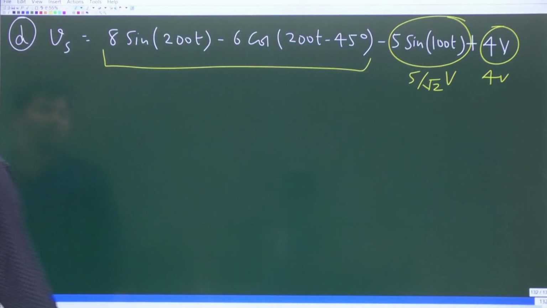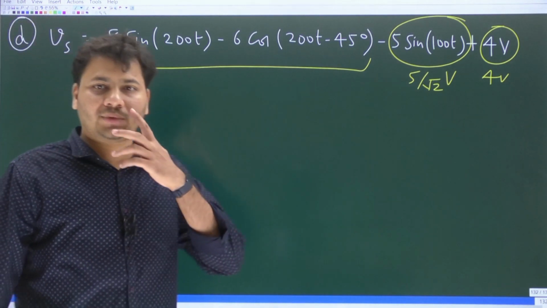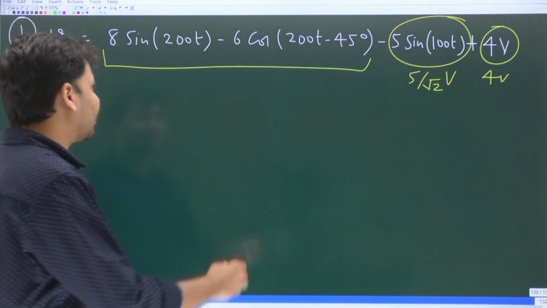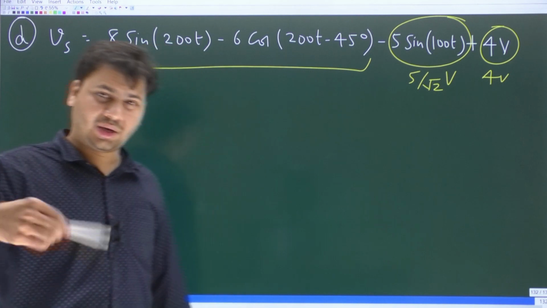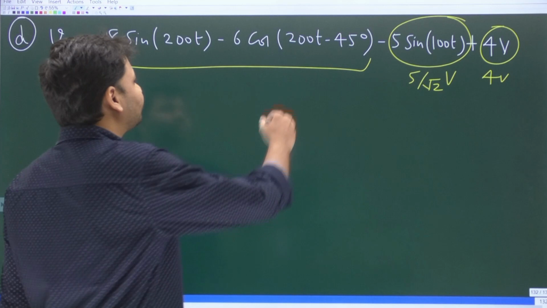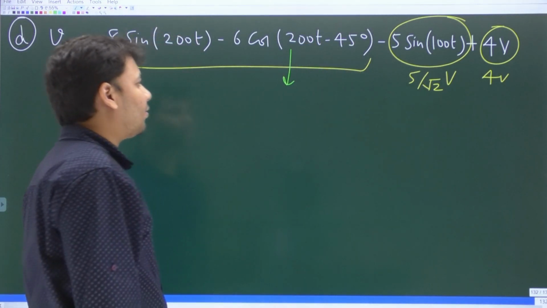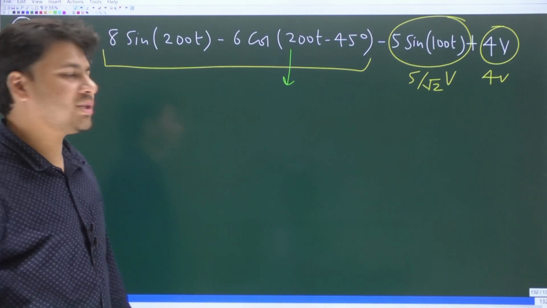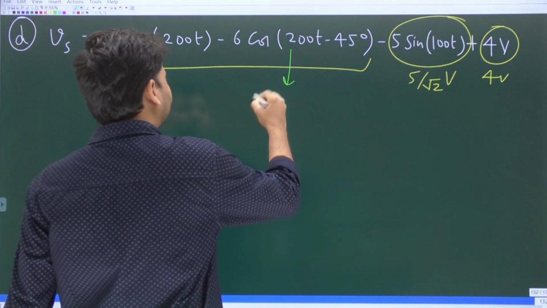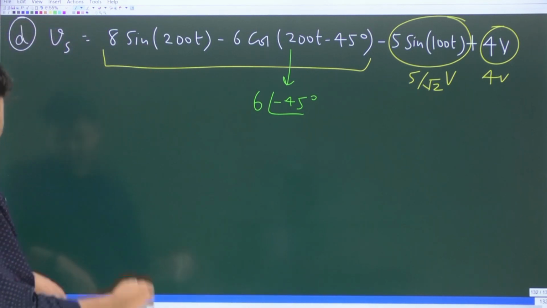Again, how do you go about it? Let us convert each of the two components into their corresponding phasor representations. This time let us take cos as reference. If you take cos as reference, for this 6 cos(200t minus 45 degrees), the phasor representation is going to be 6 angle minus 45 degrees.